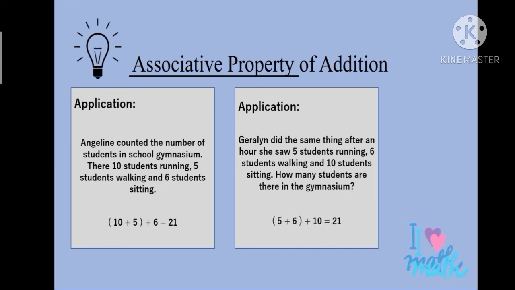We have 5 added to 6, enclosed with a parenthesis, and then added to 10, and that's still equal to 21. And since both of them is equal to 21, then we can say that 10 plus 5 enclosed with a parenthesis added to 6 is equal to 5 plus 6 enclosed with a parenthesis added to 10. And that is associative property of addition.